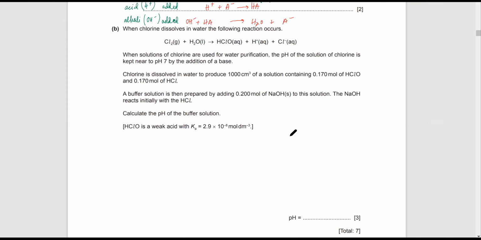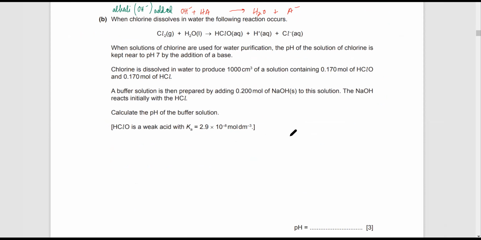Okay, this question. Now he's saying there's a reaction when chlorine dissolves in water. The following reaction occurs. It's a kind of complicated reaction, but there's an acid being produced. When solutions of chlorine are used for water purification, the pH of the solution is kept near pH 7 by the addition of a base. Chlorine is dissolved in water to produce 1000 cm3 of a solution containing 0.17 moles of HClO and 0.17 moles of HCl. I'm going to write that down.